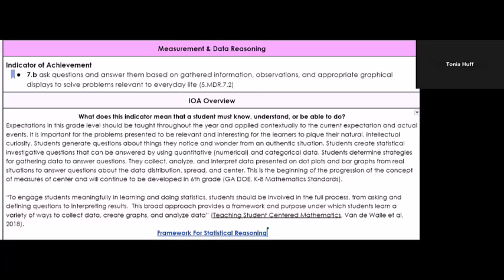When students are working with IOA 7B, they ask questions, collect data, analyze data, and interpret data. While interpreting data, students should have opportunities to discover and discuss the mean. As mentioned earlier, today we're going to look at how to use the balancing point strategy.